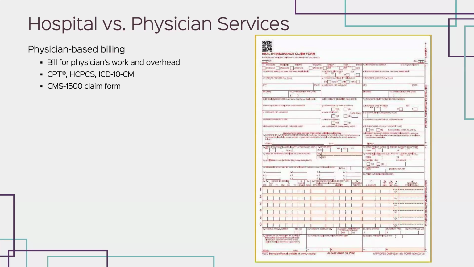Codes for your physician services will report the work and the overhead of the physician, regardless of where the work is performed. So a physician can provide inpatient or outpatient services, and they can provide those in a clinic, ambulatory surgical center, a hospital, your home, basically anywhere the physician can go, they can provide their services. Those physician services are going to be reported using CPT, HCPCS, and ICD-10-CM codes. And then they will typically be billed on what's known as a CMS 1500 form.